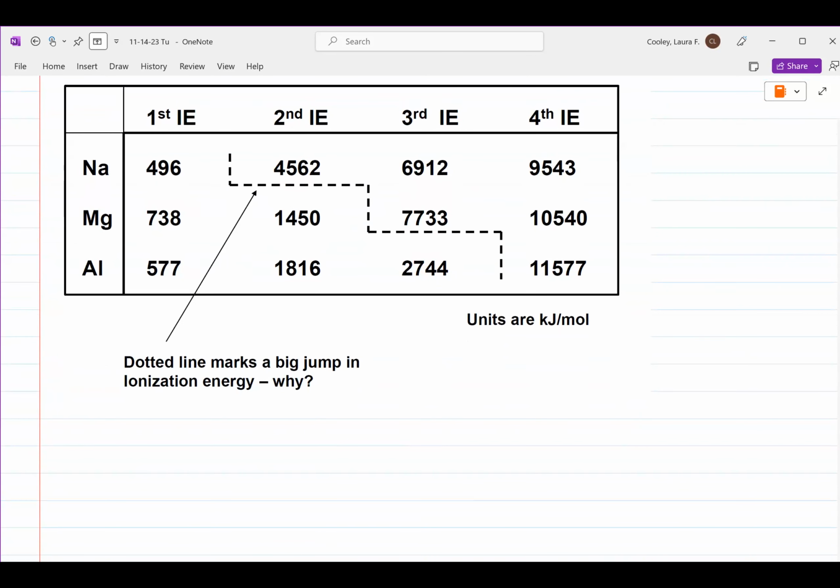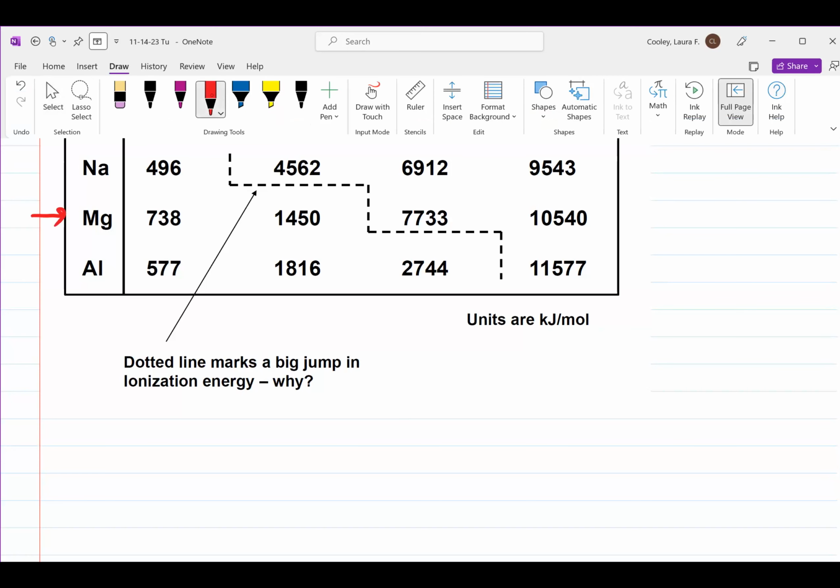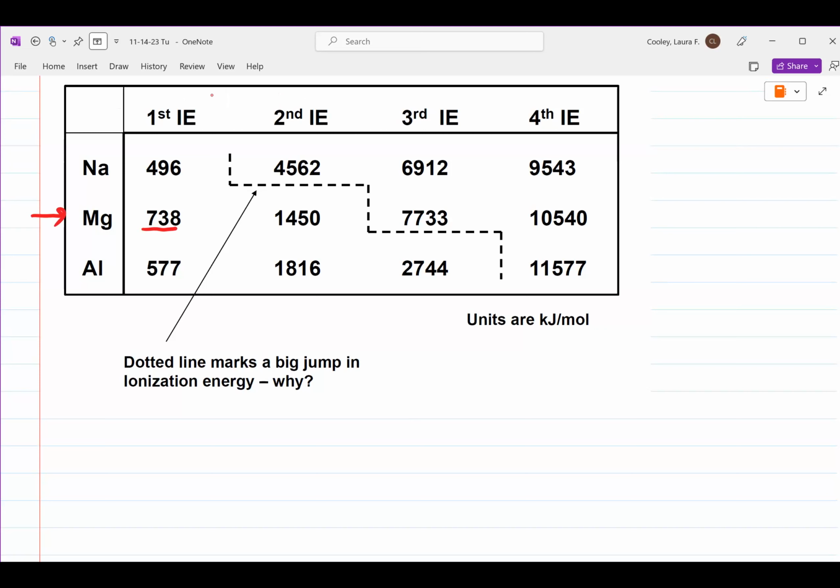All right, so what we've been looking at is this part of the table, magnesium. And these are the numbers I gave you, 738 to remove the first electron. We call that the first ionization energy. This is to remove the second electron. We call it the second ionization. Not too bad, but here is that big jump. So the dotted line marks this big jump, and what happens to the ionization energy is you try to remove a third electron from magnesium.